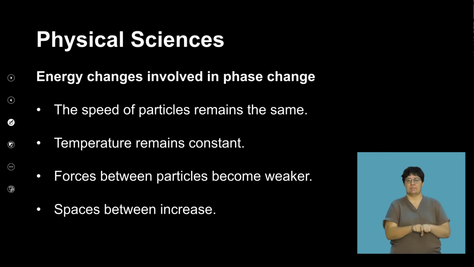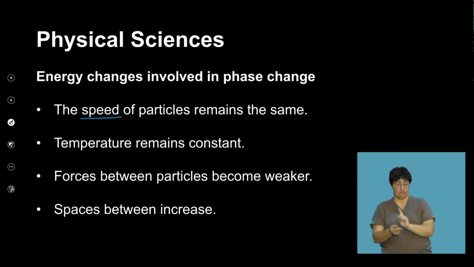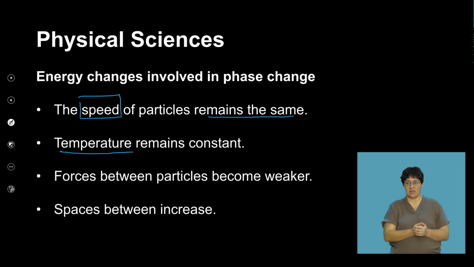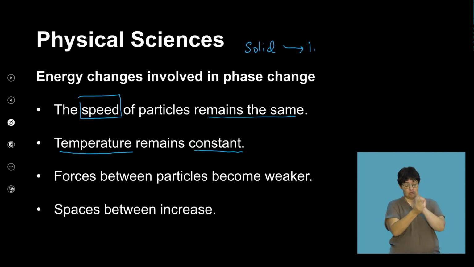Okay. Now the speed of particles remains the same, okay? The speed, remember, is how fast these particles are moving. So when a phase change occurs, either from a solid to a liquid, the speed of the particles remains the same, okay? And now the speed is an indication of the temperature of a substance. So if the speed remains the same, it means temperature will not change during a phase change. So when we heated the ice, and it changed into a liquid, you'd realize that the temperature remained constant.